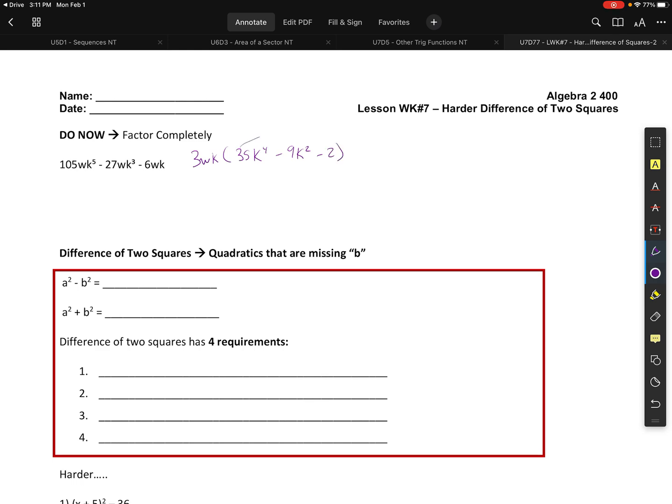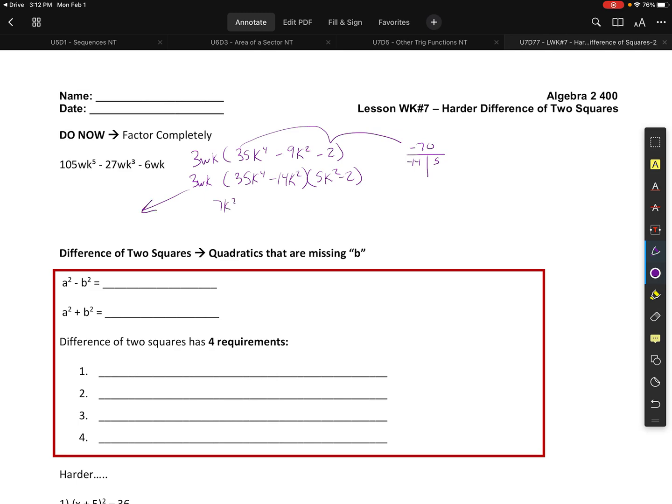minus 2. Alright, big question. What factors of negative 70 add to negative 9? So I got negative 14 and 5. So 3WK, 35K to the fourth minus 14K squared, 5K squared minus 2. Alright, so put that off to the side so I don't forget about it.